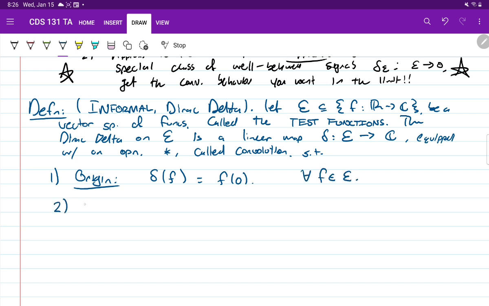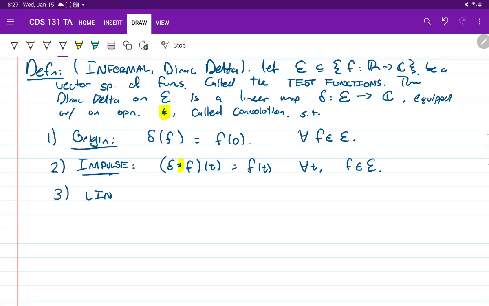Now, second, what we'll have is the impulse property. This is the big one, the one that we were really kind of looking for. So delta convolved with f at time t, where this convolution operation is this special idea of convolution that comes along with this special distribution, okay? So delta convolved with f, evaluated at time t, is equal to f of t, should hold for all t, and for all f in E.